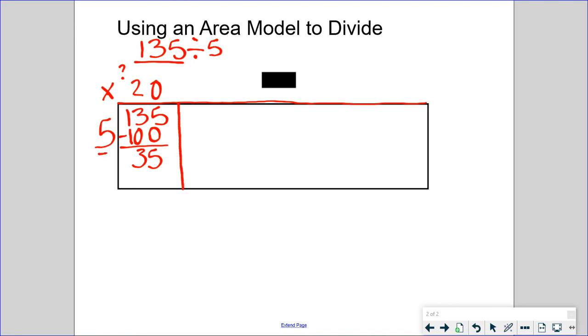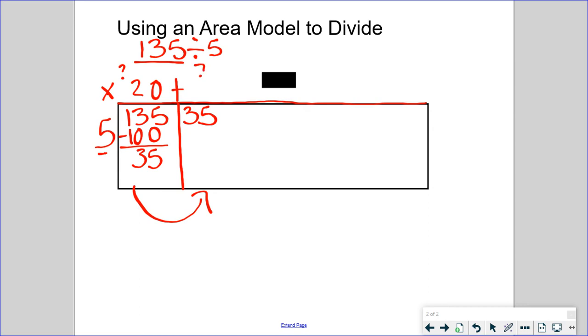Which means 35 is greater than 5, so Amazon is going to deliver. So we're going to put 35 here because we still need to divide that out. We're going to put an addition sign here so that we know we need to add up our partial quotients.